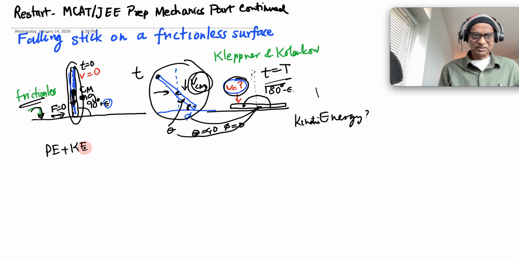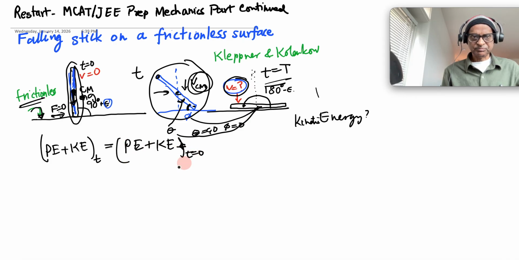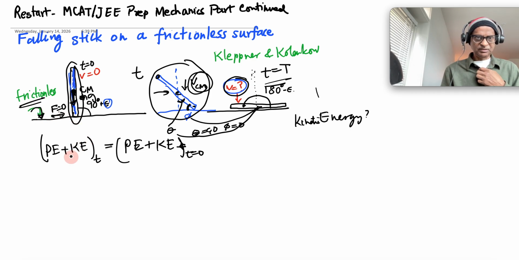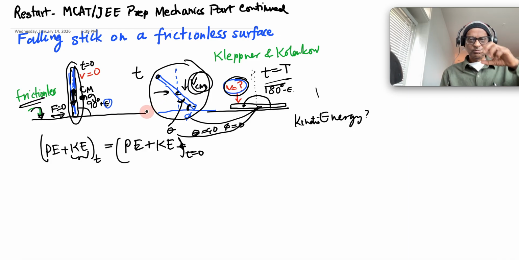Okay, so kinetic energy at some time t should be equal to potential energy plus kinetic energy at time t equals 0, and this is v equals 0. Now this is a rigid body, so the kinetic energy will be the center of mass kinetic energy plus a rotation about the center of mass.